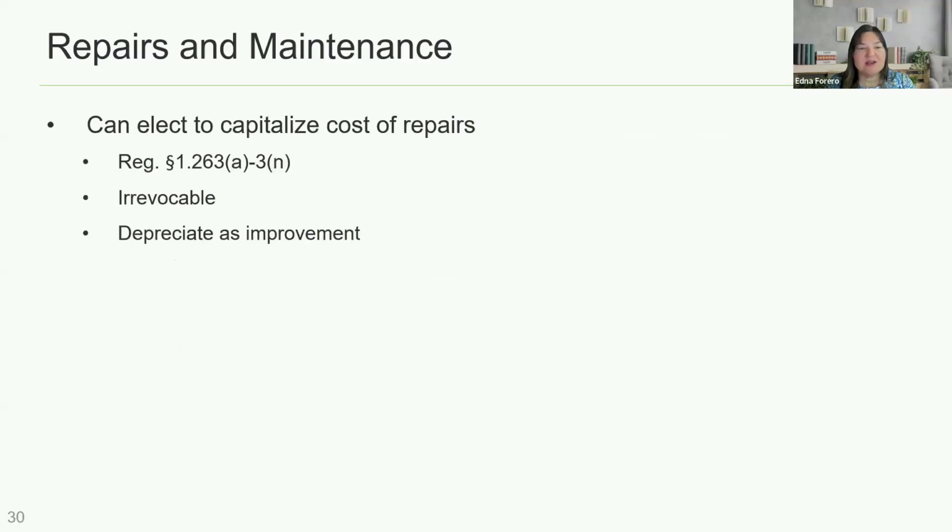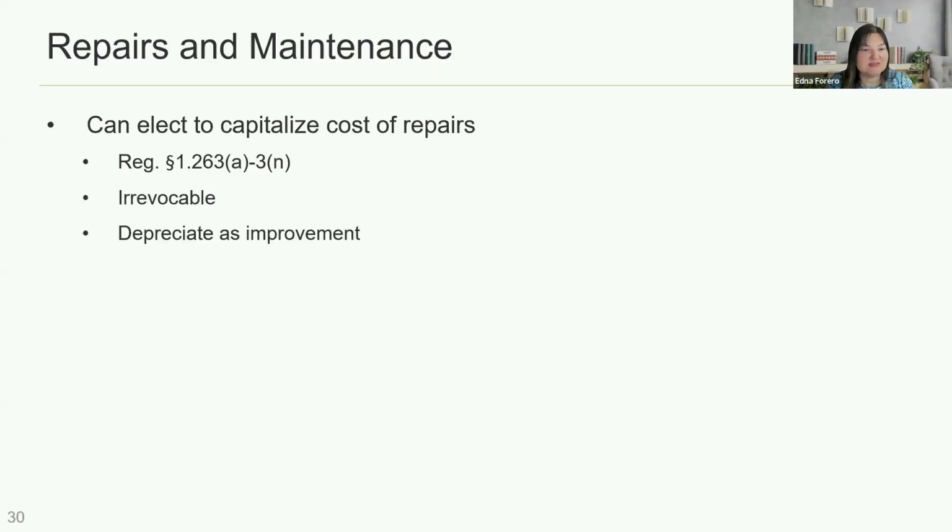So repairs and maintenance, we want to make sure that we understand what our client wants to do, because we can elect to capitalize the cost of repairs under section 1.263. But once they elect that, it is irrevocable, and then they might depreciate as an improvement, depending on what type of repair and maintenance is done. So they have an option to elect to capitalize the repair cost instead of expensing it.